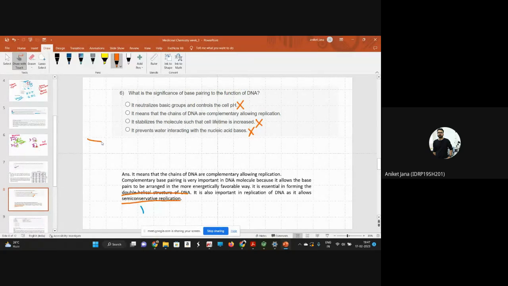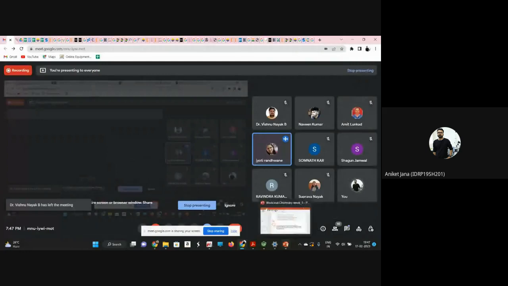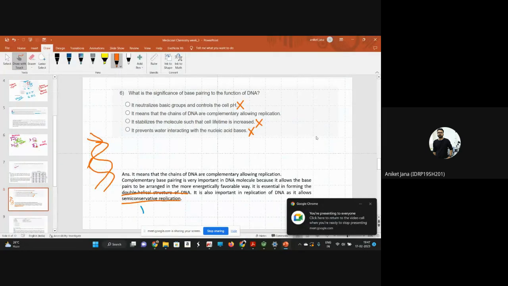What does the process of replication mean? Multiplication. Photocopy, yeah. The synthesis of another DNA from the parent DNA, right? Multiplication, the increase in the number.